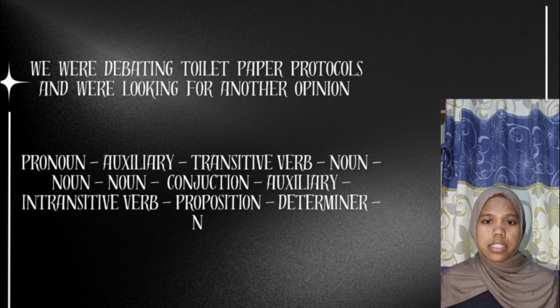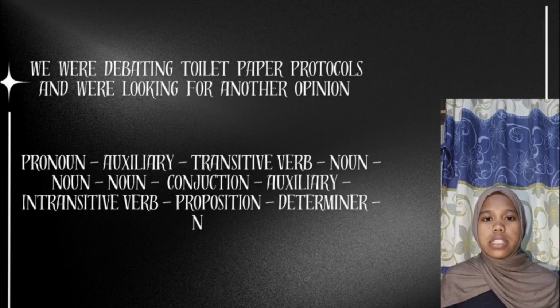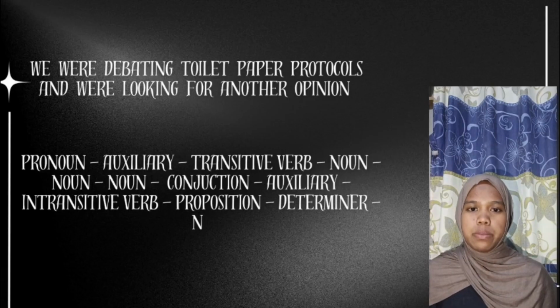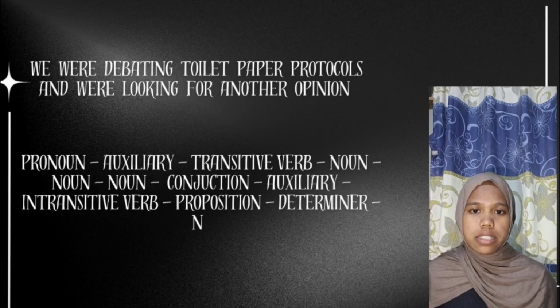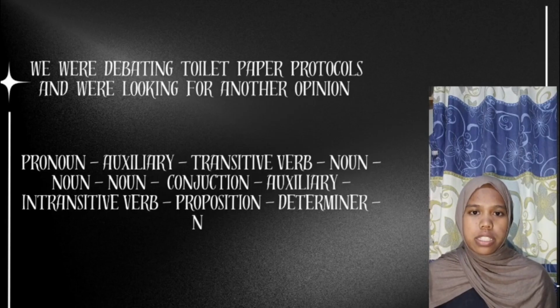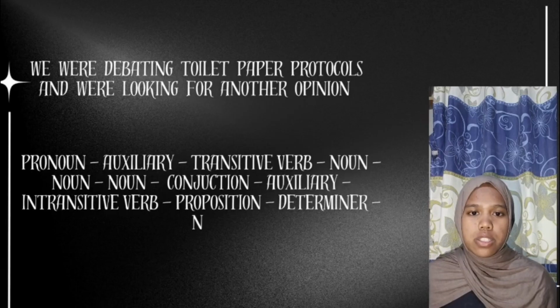In the second sentence, were is an auxiliary, looking is an intransitive verb, for is a preposition, another is a determiner, and the last word opinion is a noun. So, based on the word categories, we can see that the sentence consists of a subject and two actions connected by the conjunction and. Next, I will explain the tree structure of the sentence.